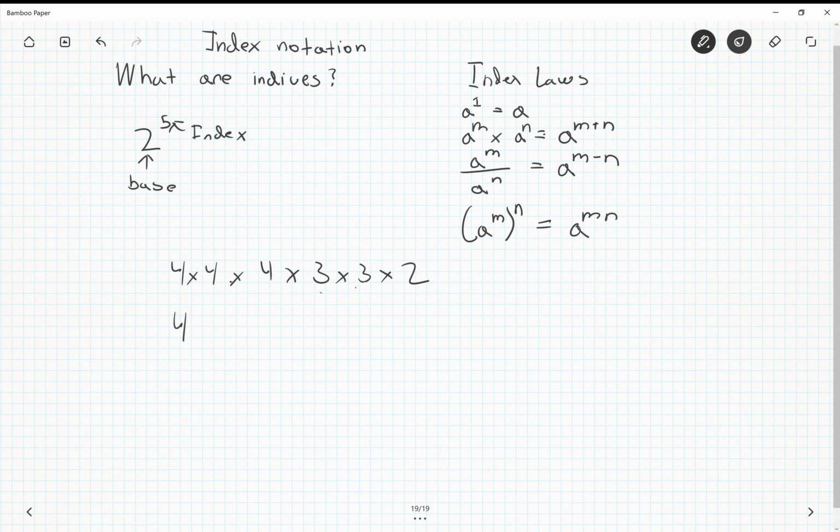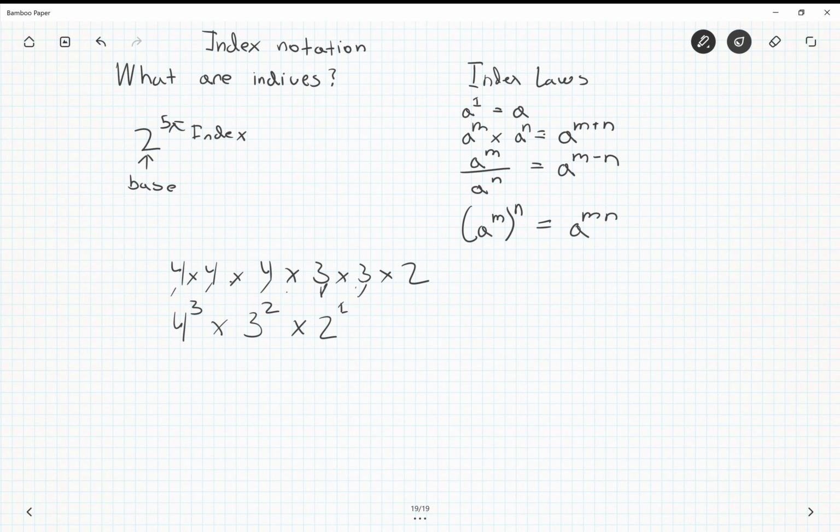How many times is 4 being multiplied by itself? 1, 2, 3. So it's being multiplied by itself 3 times, and that means it will have a power of 3. Next, we multiply that with, because that's a multiplication sign, how many times is 3, the second base, being multiplied by itself? 1, 2. So that means it will have a power of 2. And then times, how many times is 2 being multiplied by itself? It's only being multiplied by itself once, because it's the only number there. So this one would be 2 to the power 1, which is also just 2. So that's another way we can get it into index form.